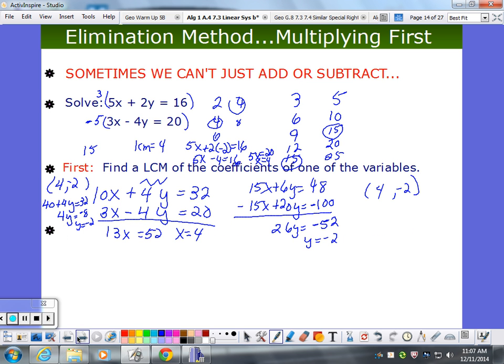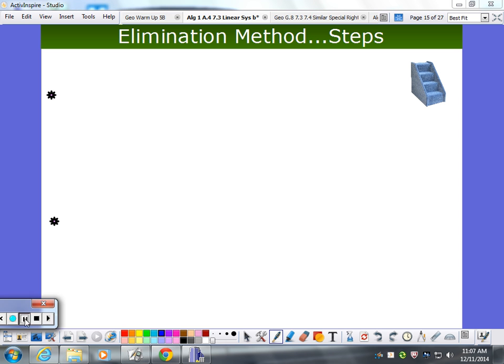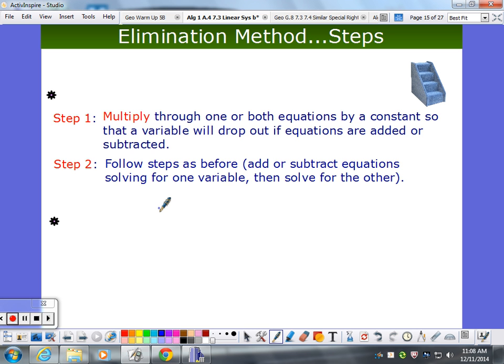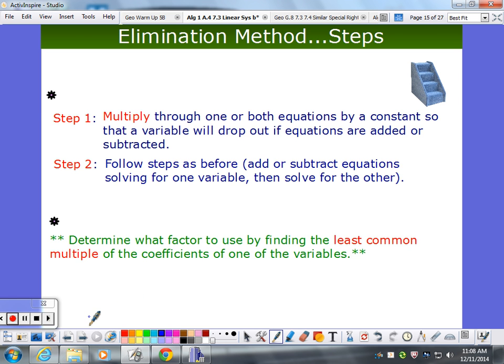Let's see what else we got here. So let's see, the steps. What are the steps? I think we're almost on track here. I'm just kind of verbalizing what you have to do here. Step 1, you multiply through one or both equations, it depends, with some constant number so that you're going to get a variable dropping out or eliminating when you do the addition. And then you just do what we did last class, right? That's really the difference today. You find the least common multiple.